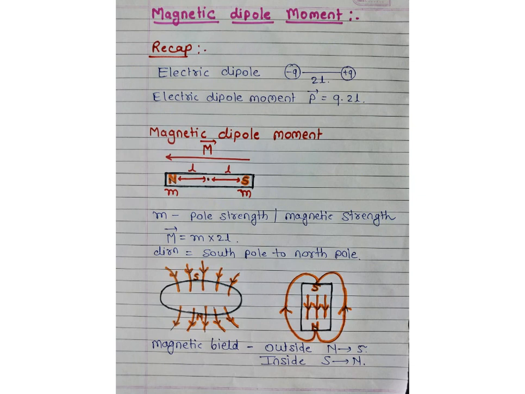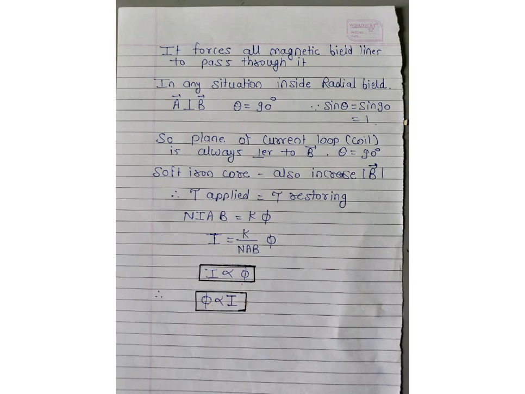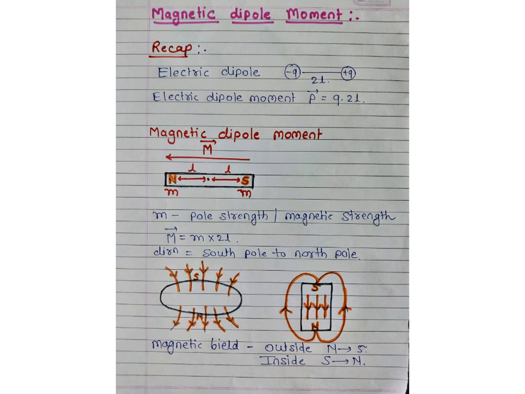Deflection also increases. That is, the more current, the more deflection. So let us see the new topic, magnetic dipole moment.